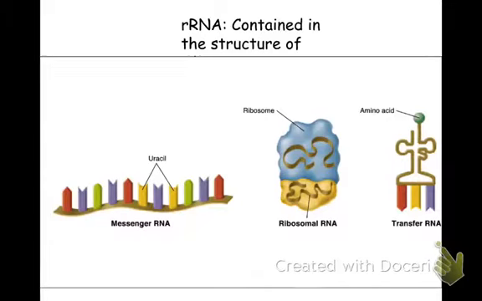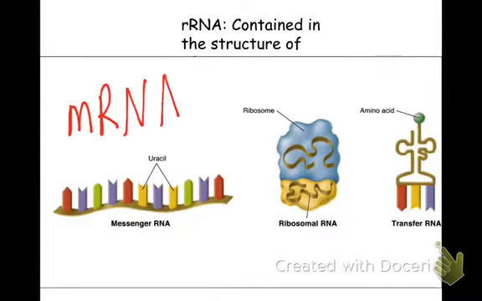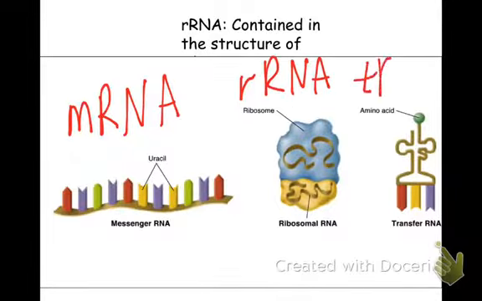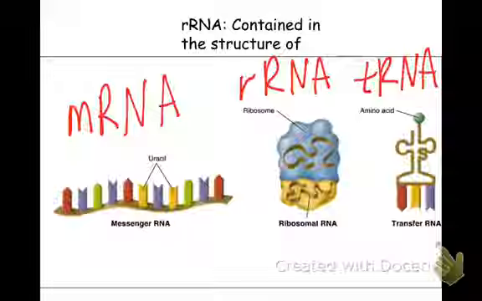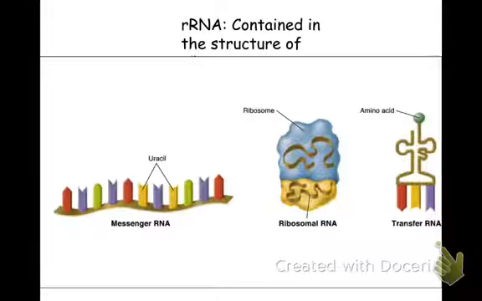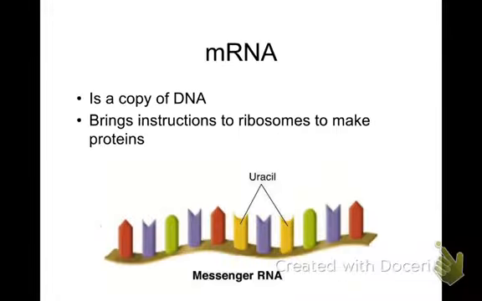So in the last video, we left off on talking about the different types of RNA. We're going to go a little bit further in. So here we have our mRNA, our messenger RNA, our rRNA, and our tRNA, or transfer RNA. So let's look at each of these individually. mRNA is the actual copy of DNA. This is made in the nucleus and then brings that instruction from the nucleus out to the ribosome, which is out in the cytoplasm. It is a single strand, and instead of the thymines, it has the uracil.